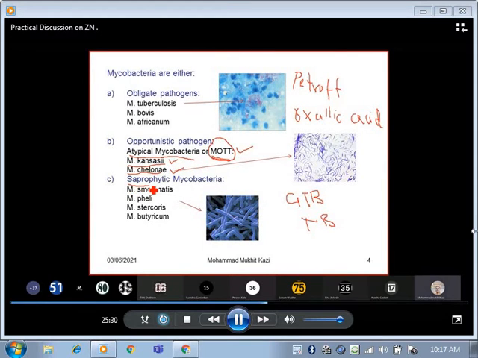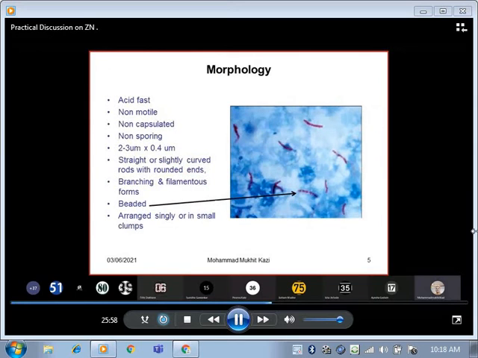Then you have saprophytic mycobacteria. Saprophytic means they are present in the environment and are dependent on the chemical compounds in the environment. These are also important in causing opportunistic infections, and the important species are Mycobacterium smegmatis, M. terrae, M. stercoris, and M. butyricum. So whenever you are attempting the ZN stain, you must read these points from Mycobacterium tuberculosis, the atypical mycobacteria, and Mycobacterium leprae.